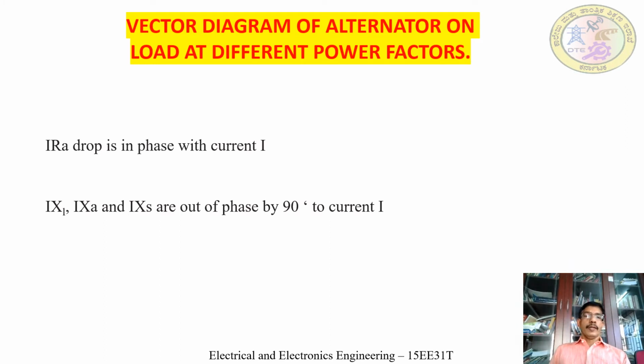IRA drop is in phase with current I. That means AC through pure resistance we studied. In that case, armature drop or resistance drop is in phase with the current I. Next, IXL, IXA and IXS are out of phase by 90 degrees to the current I, where IXL is the armature leakage reactance drop, IXA is the armature reaction drop, and IXS is the synchronous reactance drop.